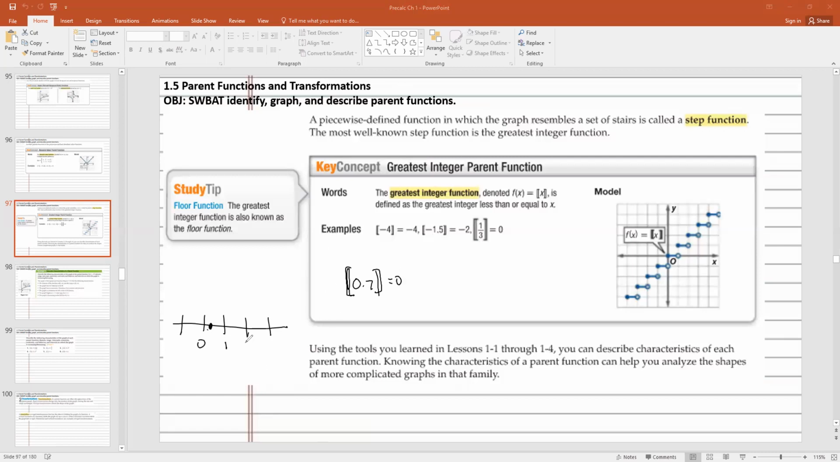And if we had 2.7, 2.7. All right, the greatest integer, so go to the left, we have 2.